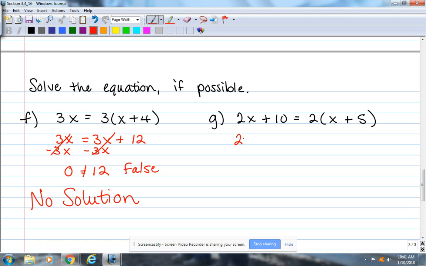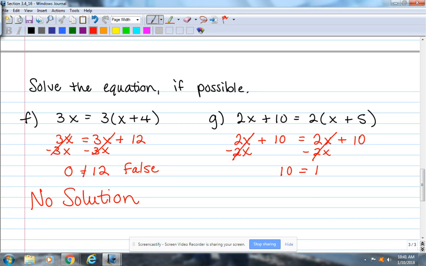I'm distributing. So 2x plus 10 equals what? 2x plus 10. And then we'd get our variables together. So what would we do to get our variables together? Subtract 2x on both sides, and what happens? They cancel each other out. Now, what am I left with on each side of the equal sign?